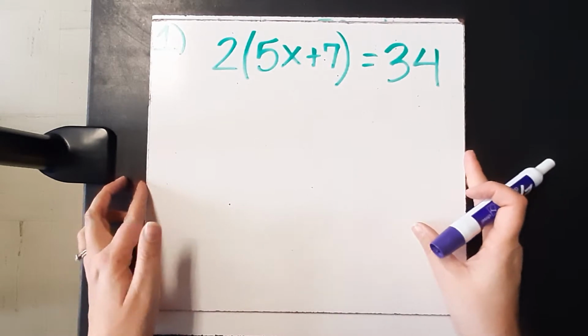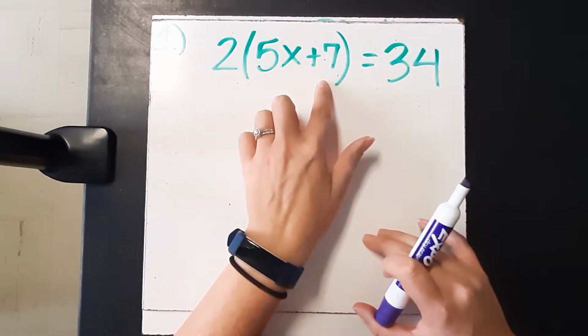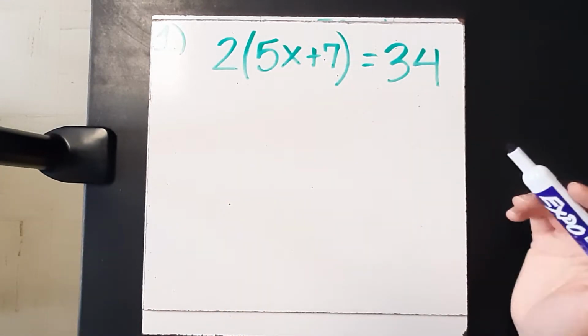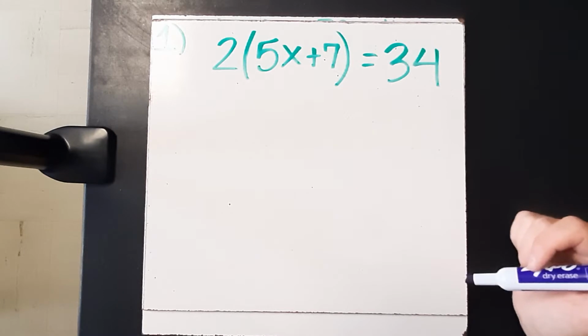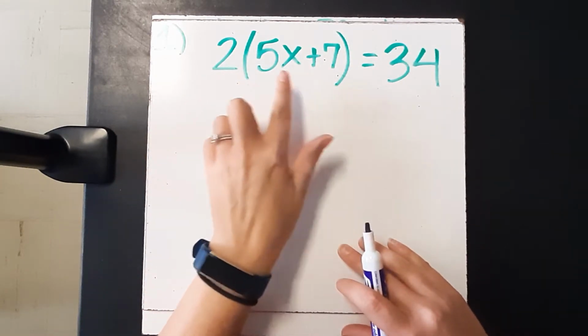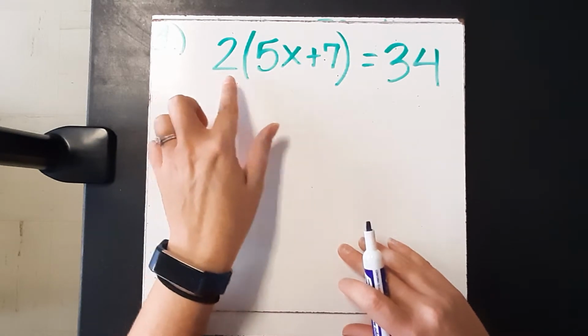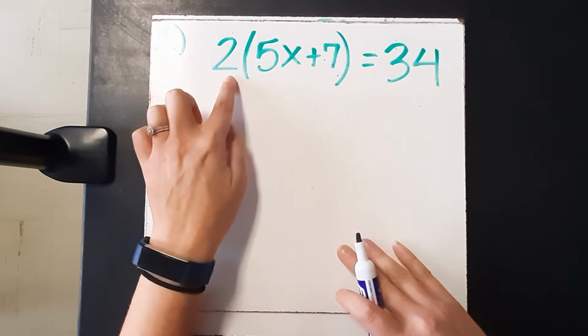This first problem is 2 times the quantity 5x plus 7 equals 34. So the first thing that we need to do is distribute in this problem. Remember, anytime you have a number outside a set of parentheses, that number has to be multiplied times everything inside the parentheses. That's what distributing means.